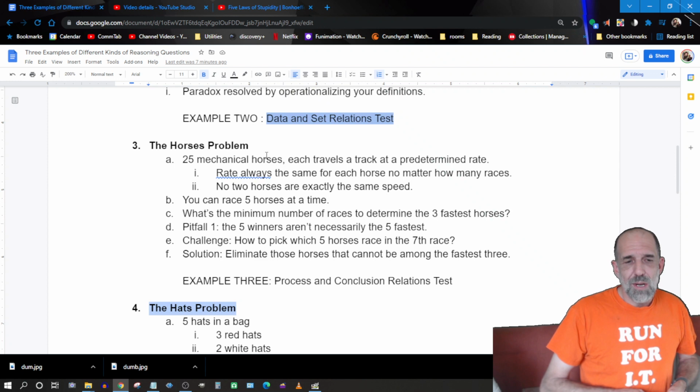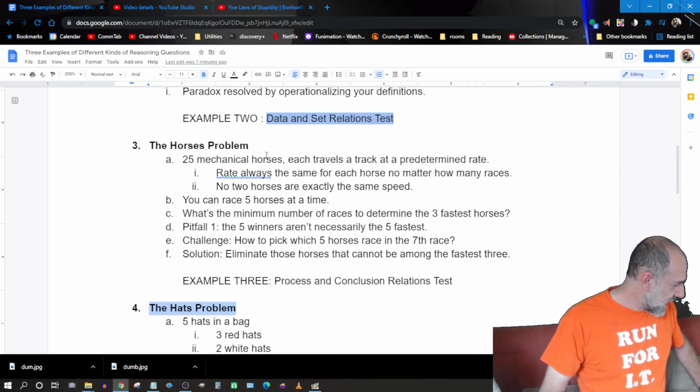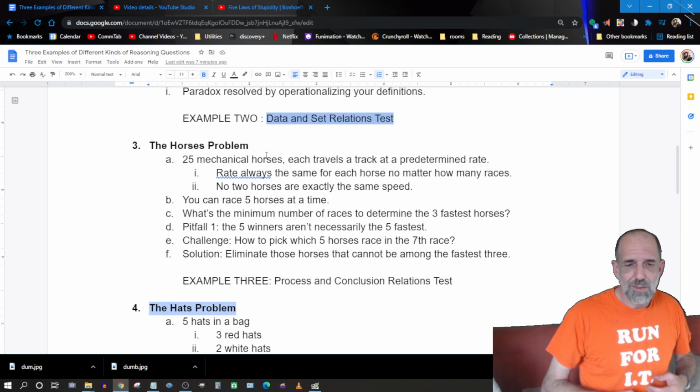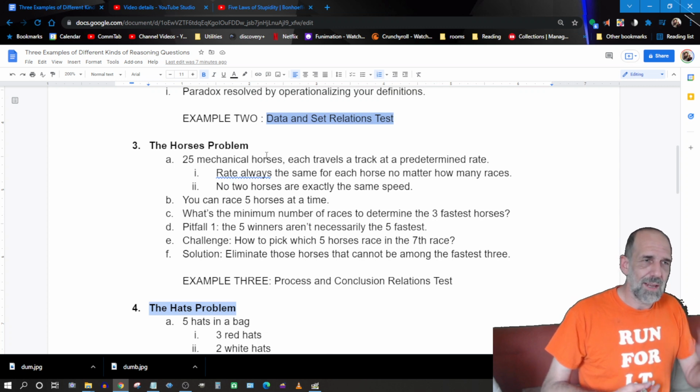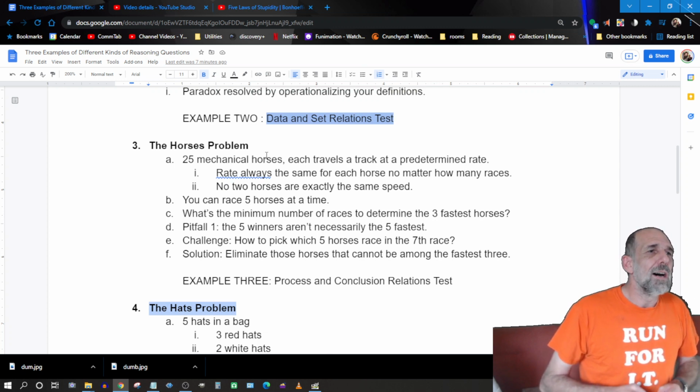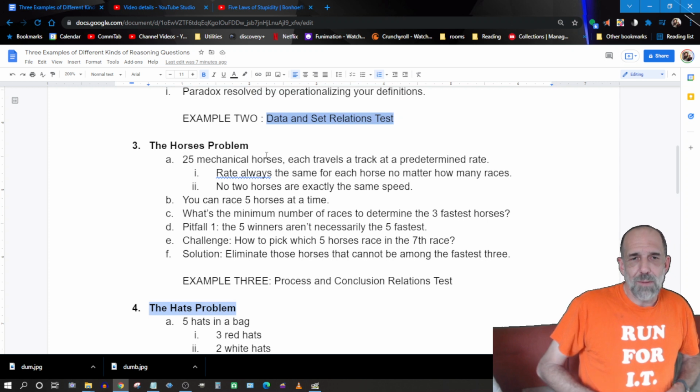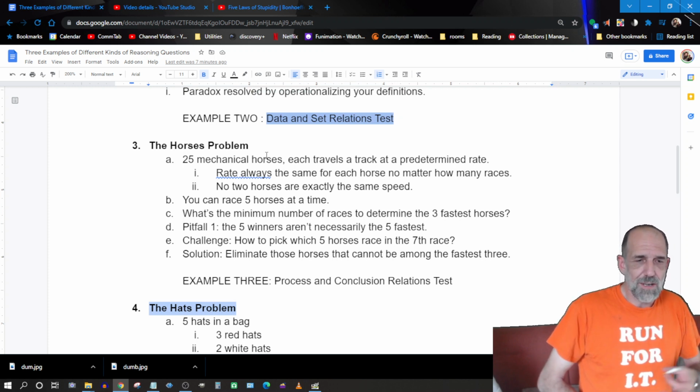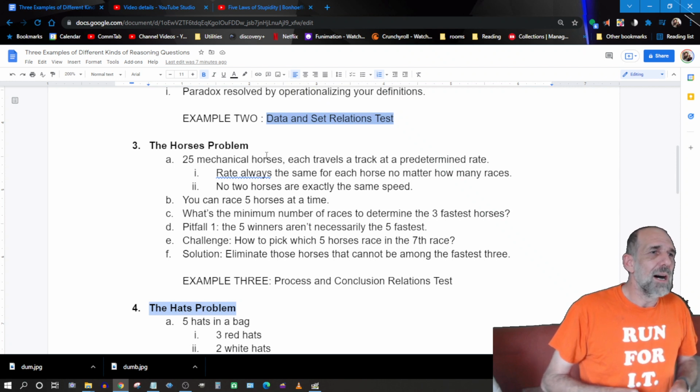So if we call the horses A through Y, A, every time it goes around the track, takes the same amount of time to go around the track. So let's say it's 1 minute. Every time it goes around, it'll go exactly 1 minute, okay? No two horses have exactly the same speed, so every horse has a different finishing time, either more or less than, let's say, a minute. And you can race 5 horses at a time. What's the minimum number of horses to determine the 3 fastest horses?